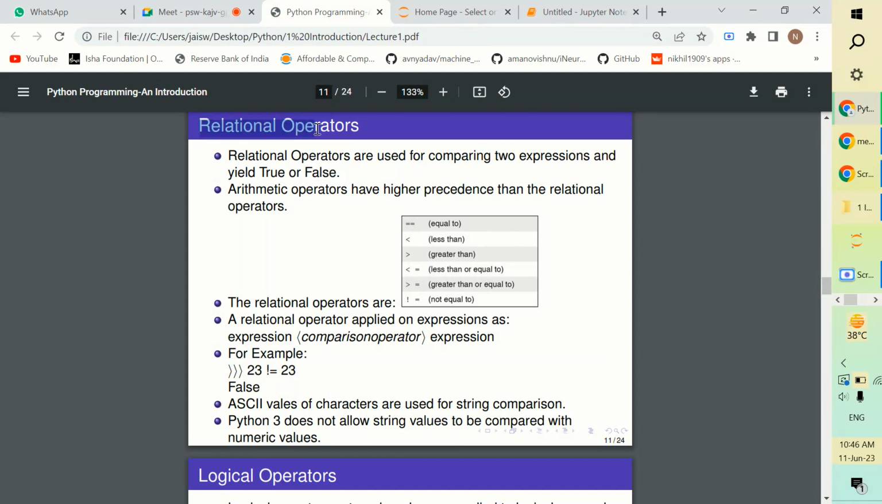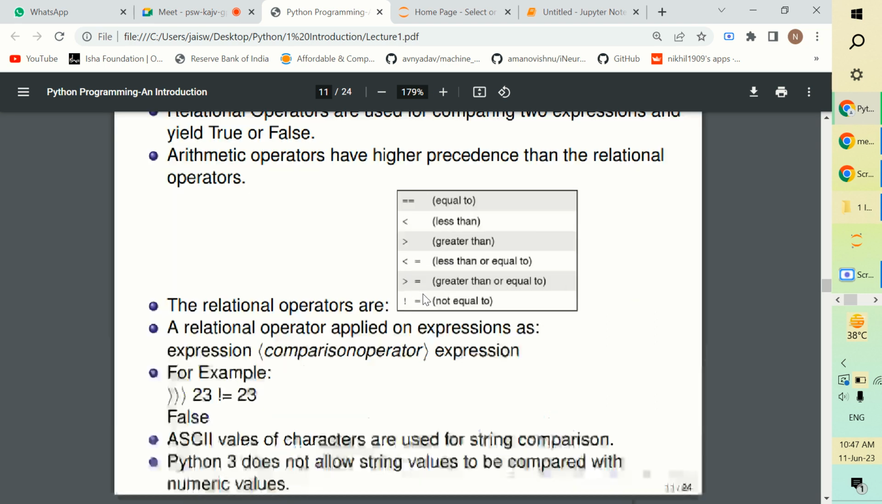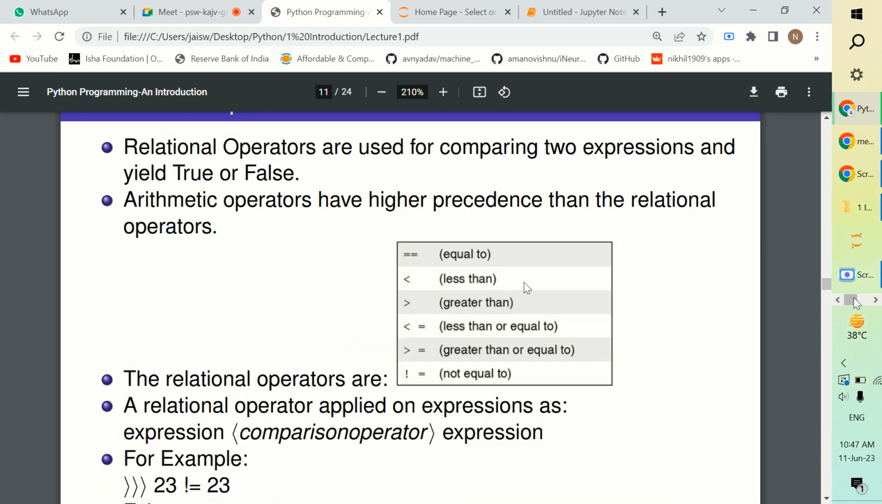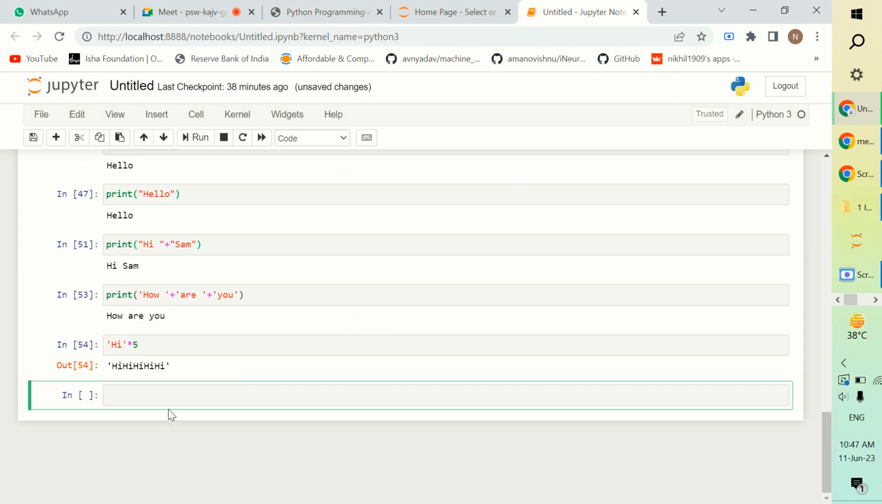Then we have the relational operators. What are relational operators? Relational operators are used to check the relation between different variables. There are six relational operators. They are here. First we have equal to, then less than, then greater than, then less than equals to, then greater than equals to, and this is not equals to. Okay. So you'll see the examples.